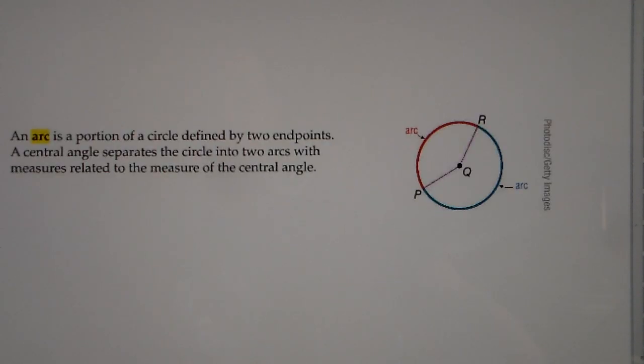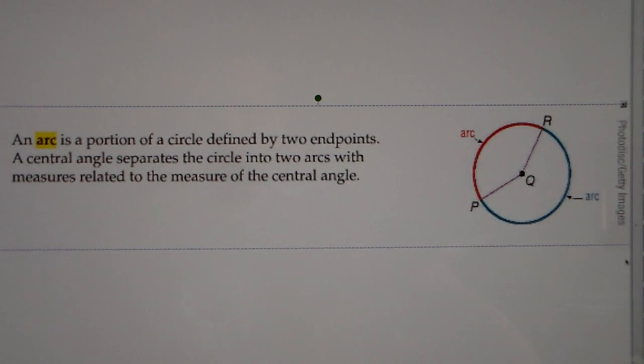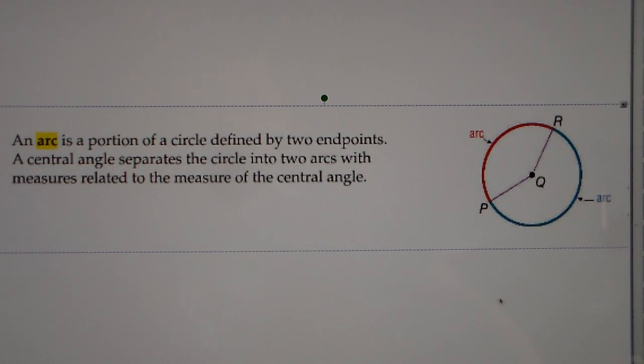All right. Looking at this, not a problem, this is just more key information for us. An arc is a portion of a circle. An arc is a portion of a circle defined by two endpoints. A central angle separates the circle into two arcs, with the measures related to the measure of the central angle.